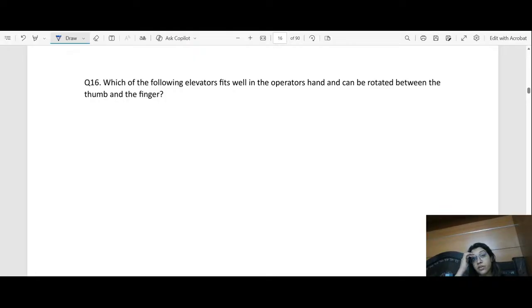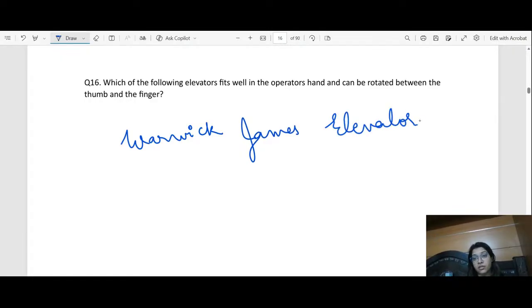Which of the following elevators fits well in the operator's hand and can be rotated between the thumb and the finger? The options are Coupland elevator, the hospital pattern elevator, Winter's elevator, or Warwick James elevator. So the answer over here is Warwick James elevator.